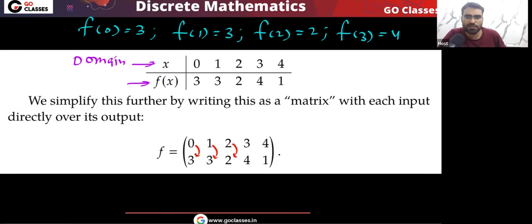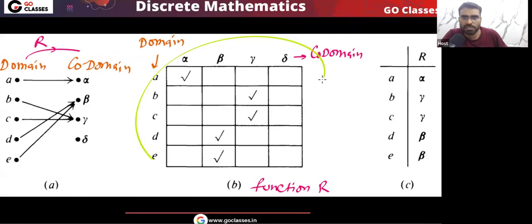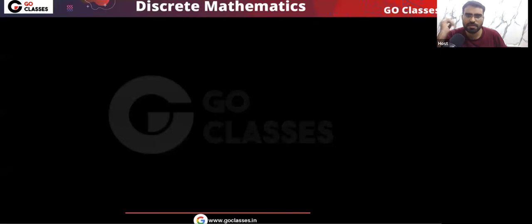So far we have seen different representations of a function. Now you tell me, in the GATE exam, if they give you this representation or this representation or any representation, can you understand what the function is? What is the mapping? Which element is mapping to which element? Tell me. All these are simple representations, nothing fancy here, nothing hard here.